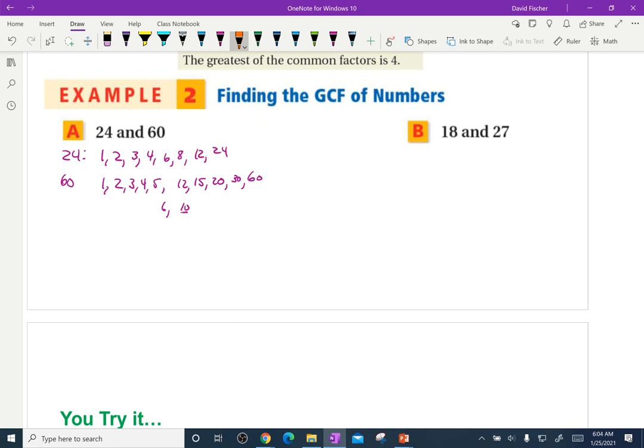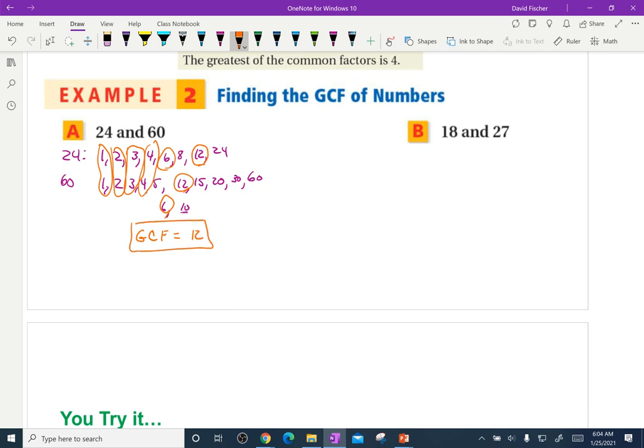So now let's look for the greatest one. Well, my common ones is 1, I have a 2, I have a 3 in both, I have a 4 in both. Now I have a 6. Anything else? Nope, there's a 12. Anything else? 24. So it looks like my greatest common factor for 60 is 12. So when you write your answer, you say GCF, it's the fast way, greatest common factor is 12.